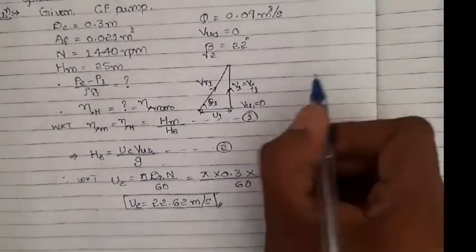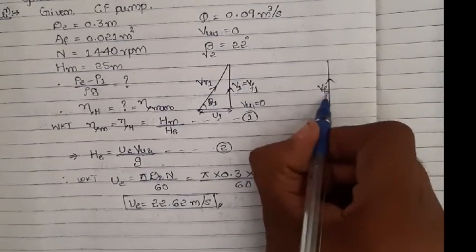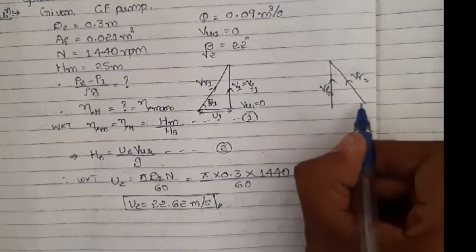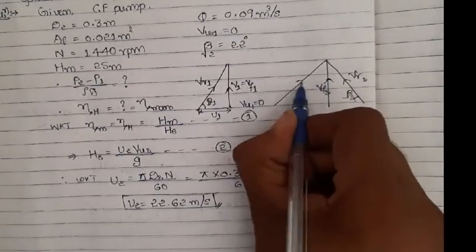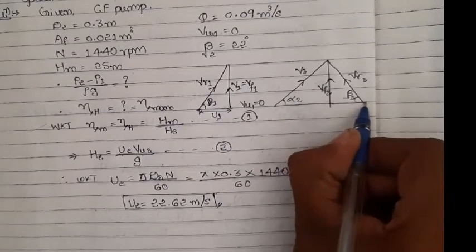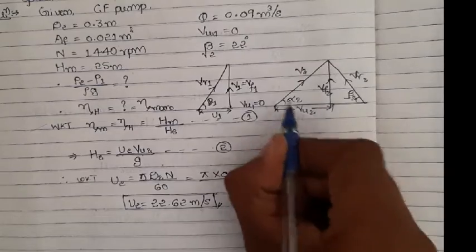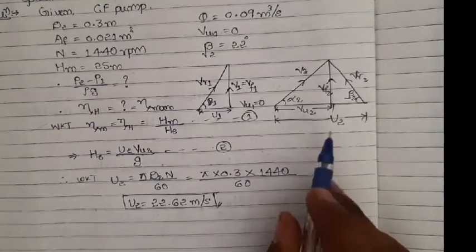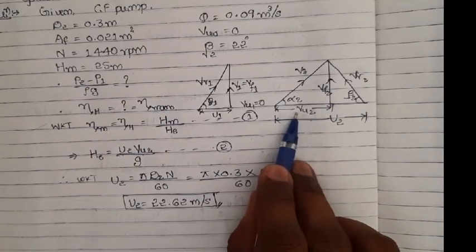And then coming to the outlet triangle, this is VF2. Then we have VR2 at an angle beta 2. Also we have V2 at an angle alpha 2 with the tangential velocity, right? So let this be VU2 and let this be U2. So this is the outlet velocity triangle. Now what we need to find out is the VU2 value, right?